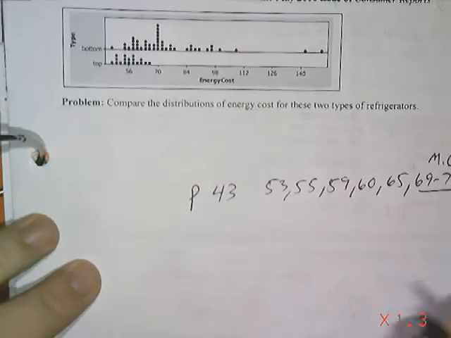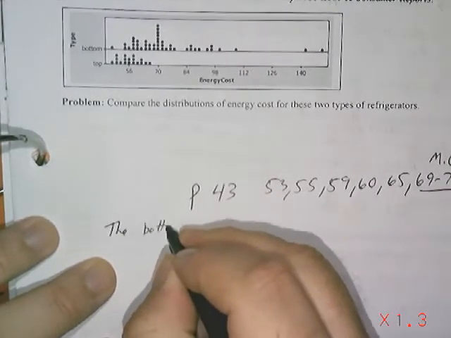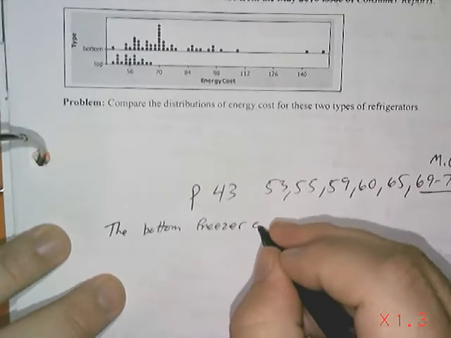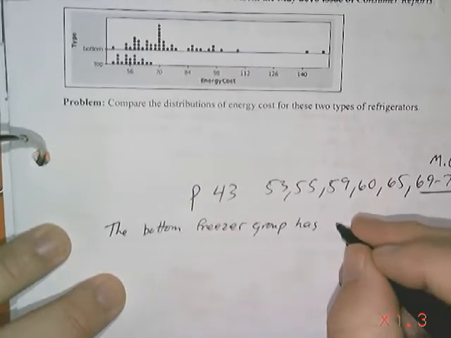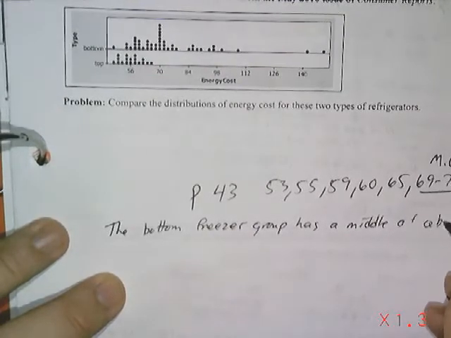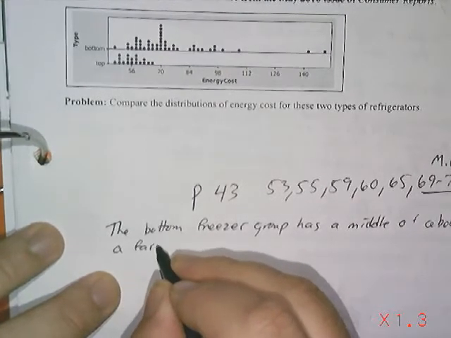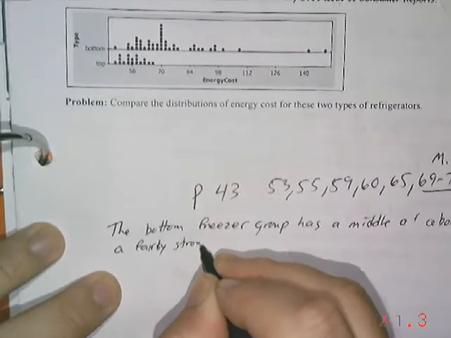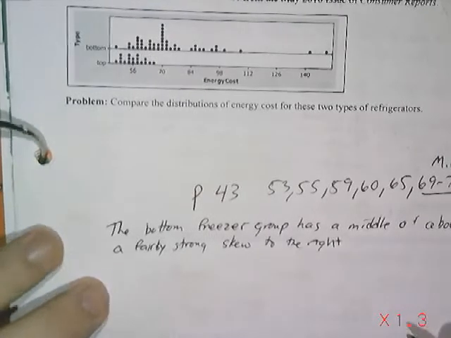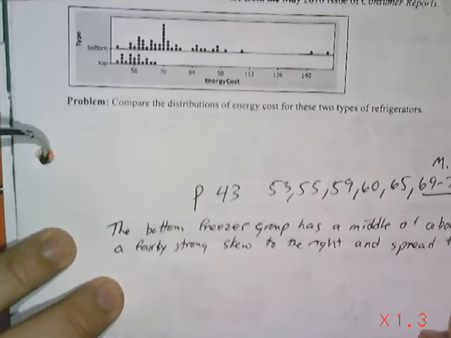Okay. Now we want to compare the other group. Certainly the top freezers is much less spread out. Okay. Its center is lower. The top freezer group is fairly symmetric. Remember, we're not looking for perfection, but it's fairly symmetric. You might say there are peaks with a center about 56, much lower than the bottom freezers.